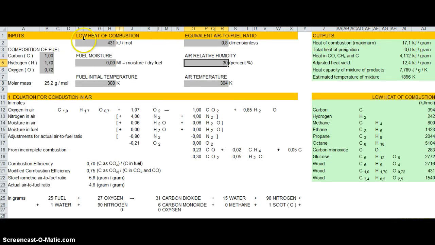So I hope with this you have a general picture of the possibilities for using this spreadsheet and try to use it and relate it with the conditions of your fire.